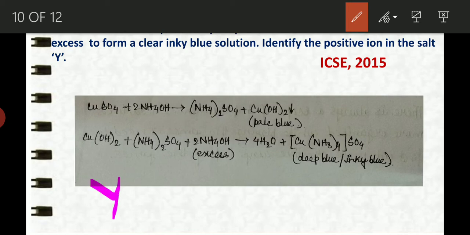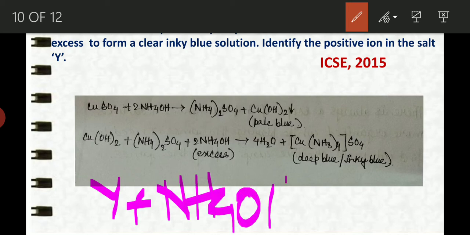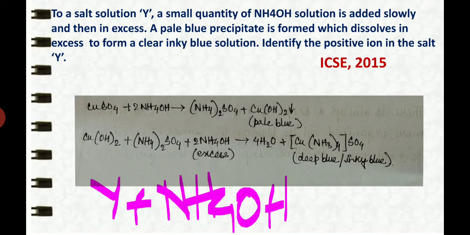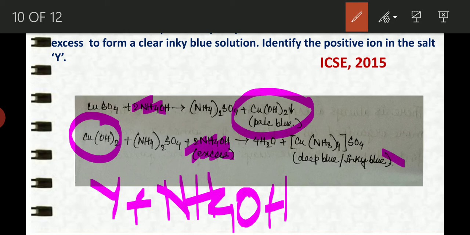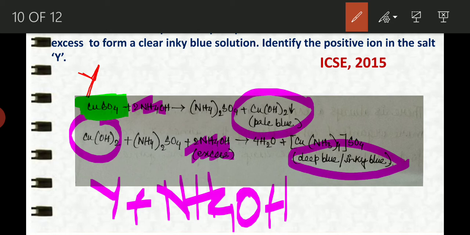Here a salt solution Y is given and NH4OH, ammonium hydroxide, is added to this. Okay, and what does it form? It forms a pale blue precipitate first. And then that pale blue precipitate is very much soluble in excess NH4OH to form a clear inky blue solution. You have to just find out the positive ion in the salt Y. Here it has been said that this is the salt Y, copper sulfate.